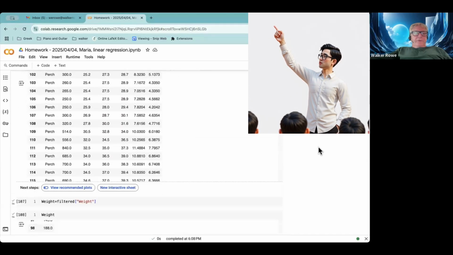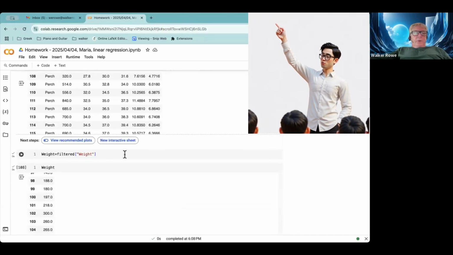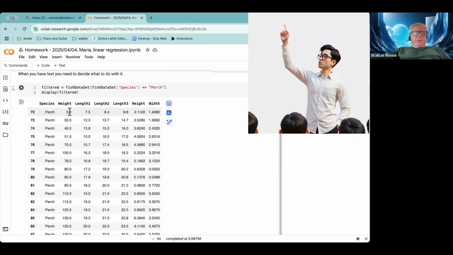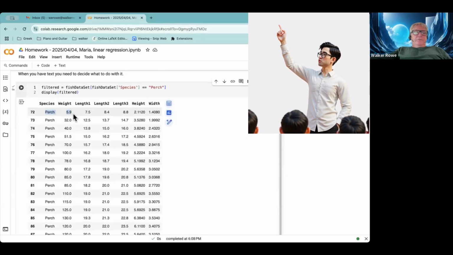Let's go down. So obviously, the weight is what we want to predict, right? We know that this is a perch. Well, here's the data that we already have, right? We know it weighs 5.9.